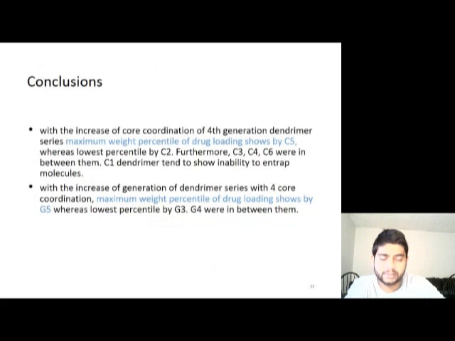And as a conclusion, I can say that when we change the co-coordination while keeping the generation constant, C5 has the highest ability to capture the drug molecule, and C1 doesn't have any ability to capture any drug, and C2 has the lowest, while C3, C4 and C6 are in between C2 and C5. Also when we change the generation while keeping co-coordination constant, G5 has the highest ability to capture the drug molecule, and G3 is the lowest, and G4 was in between them.